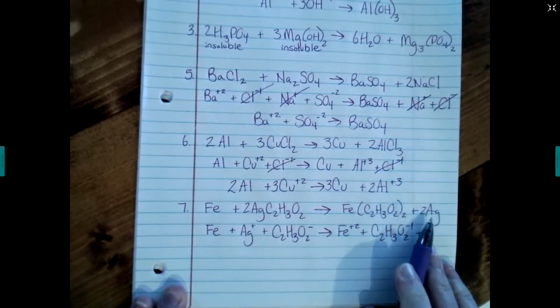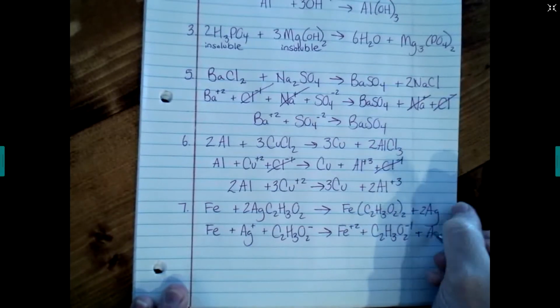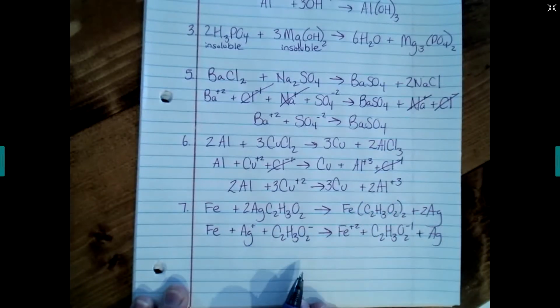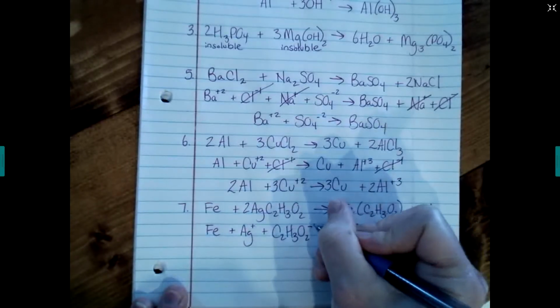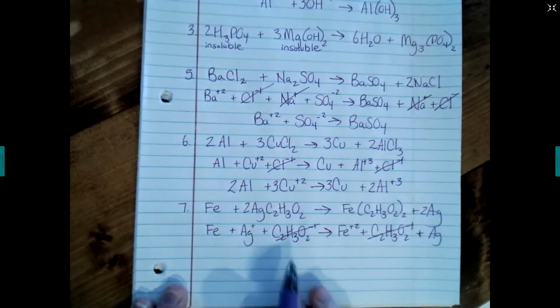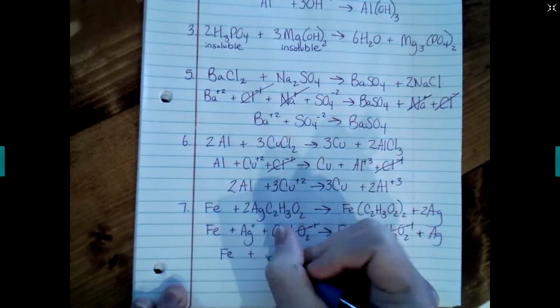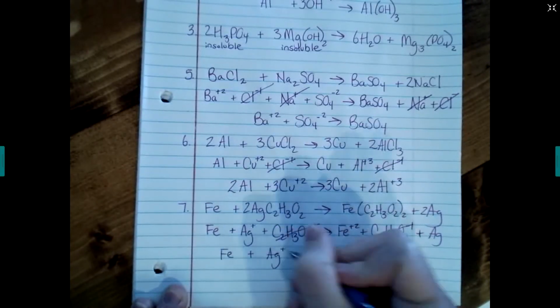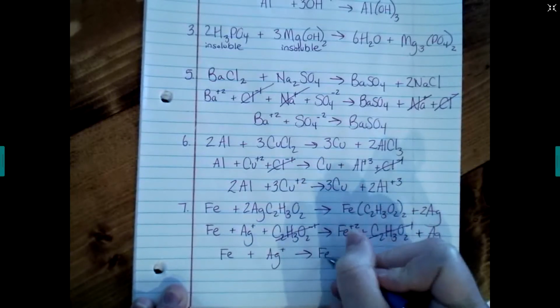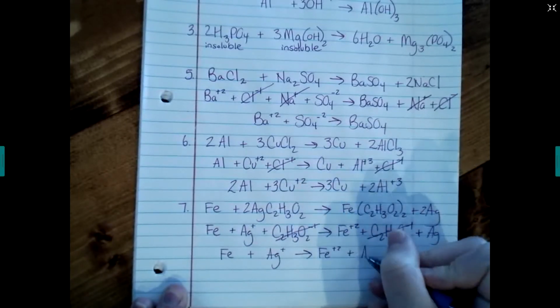And then lastly, silver is just a metal. We're going to bring it down. So the only thing that will cancel out is your acetate. That appears on both sides. So your net ionic equation is iron plus silver ion yields iron ion plus silver.